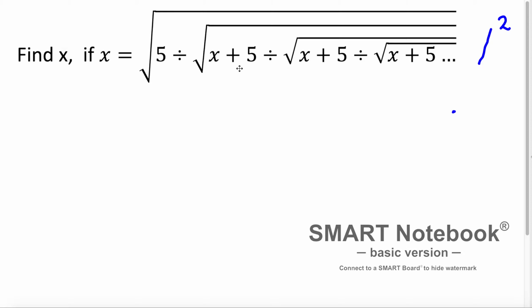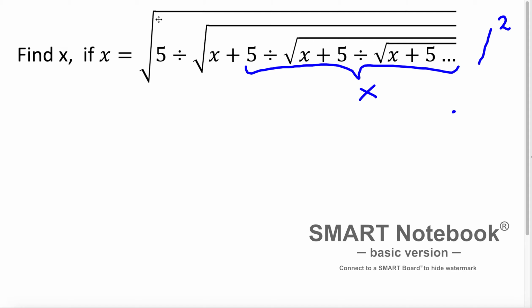But before I go there, first of all, if we look just at this part here, the square root of x plus 5 divided by the square root of x plus 5 to infinity, we can substitute just this part here by x. And now hold this equation here, because we are squaring both sides.